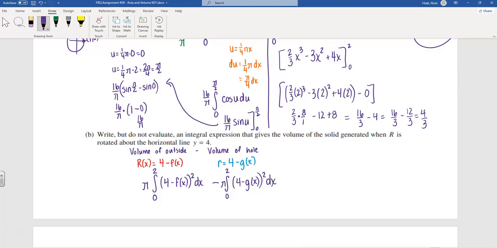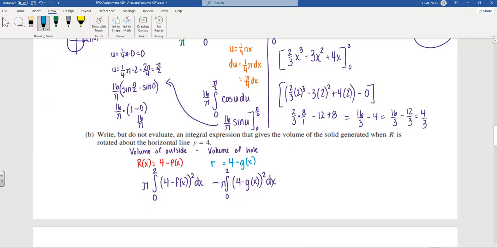Yes? If you write out the capital R of x equals 4 minus f of x, could you just write pi integral from 0 to 2 of capital R of x squared? Probably. Yeah, probably. If you do that, I would probably, I did leave off my R of x right here.